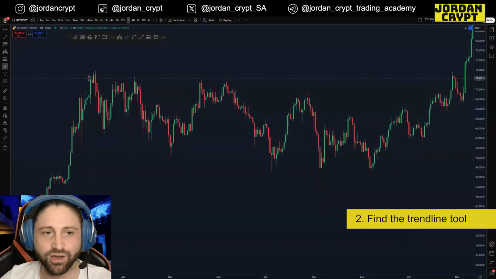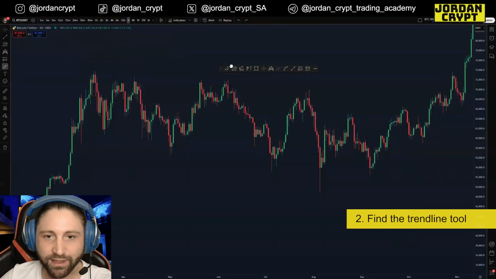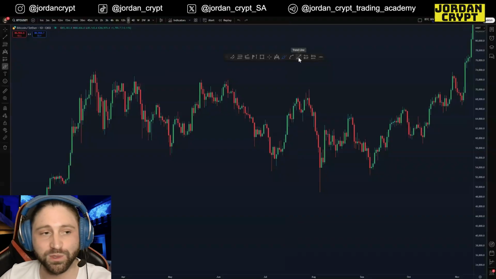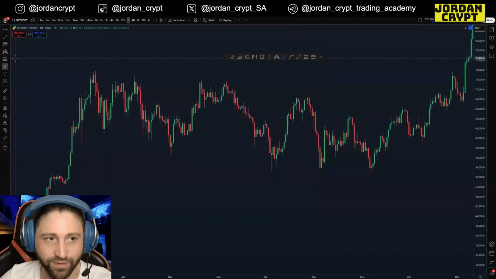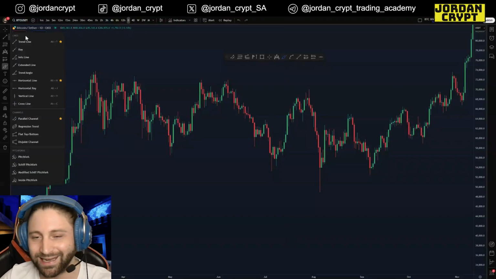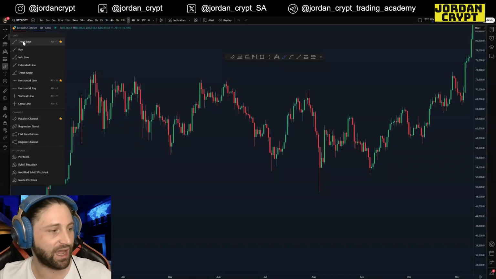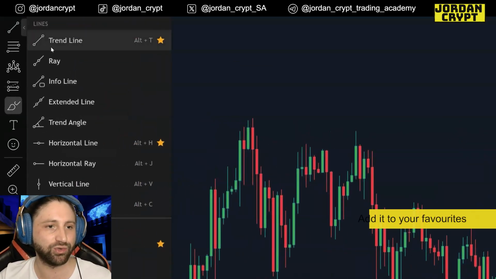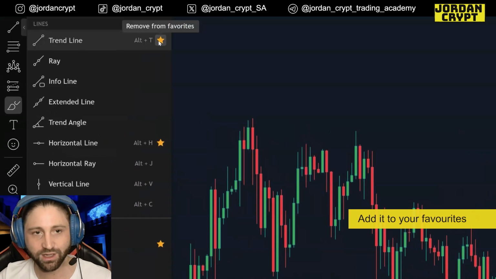Step 2, find your trend line tool. Here you can see it is in my favorites because, of course, I use it very, very often. To find this tool, you can also come to your line tools and find it as the first tool under your line tools. Star it so that it adds it to your favorites.